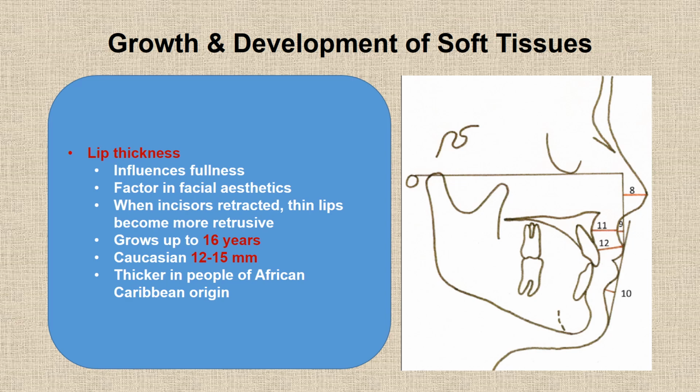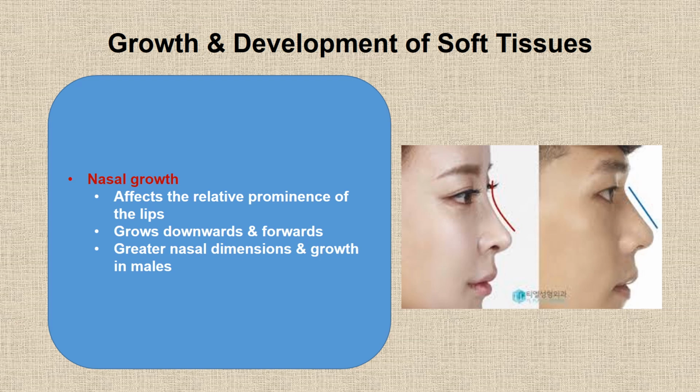Now, nasal growth. Nasal growth affects the relative prominence of the lips, and the nose tends to grow downwards and forwards, and generally the nasal dimensions and growth are greater in males compared to females.